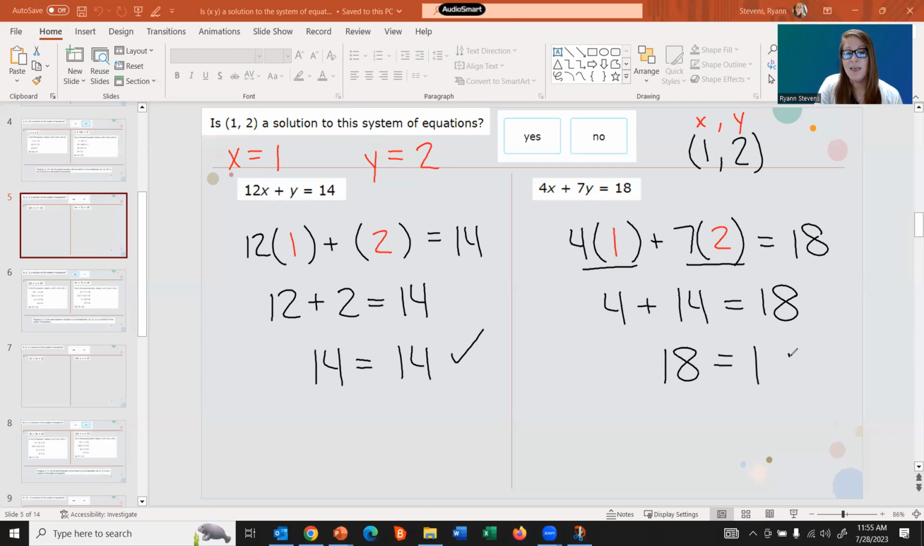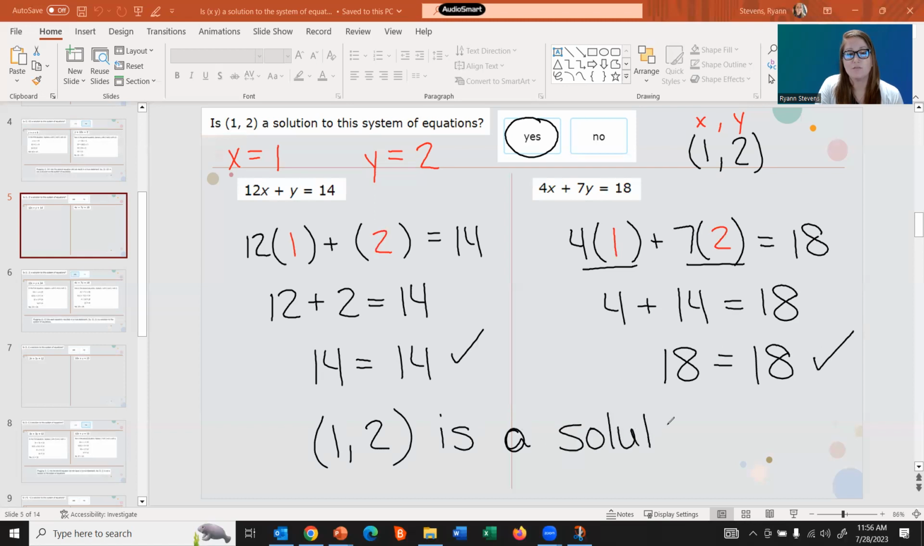And so we can see that this is also going to result in a true statement, which means that we got a yes for both when we plug in that ordered pair. And so we would say that yes, (1, 2) is a solution to this system of equations.